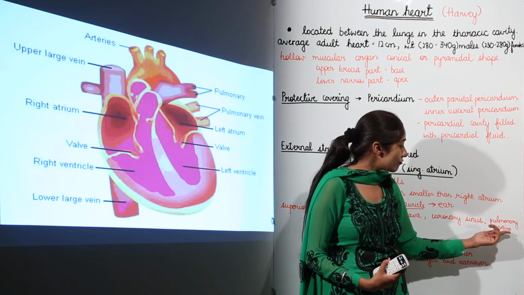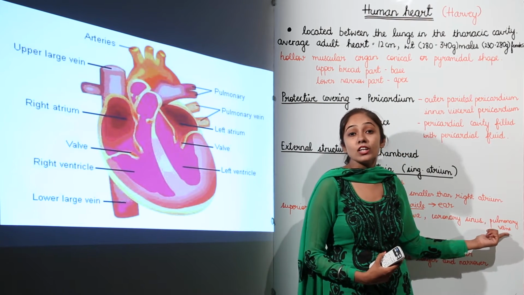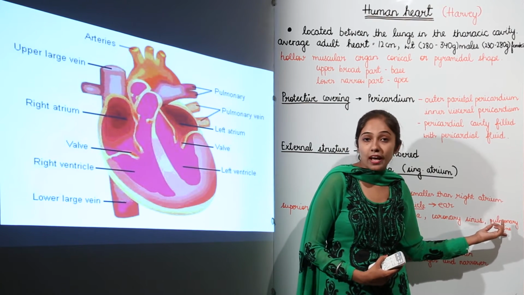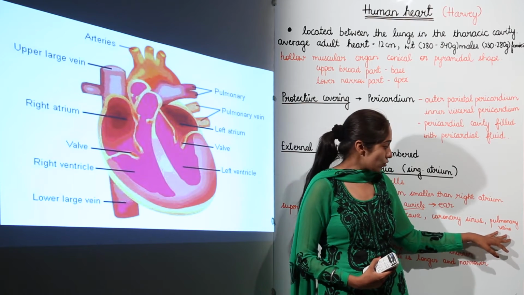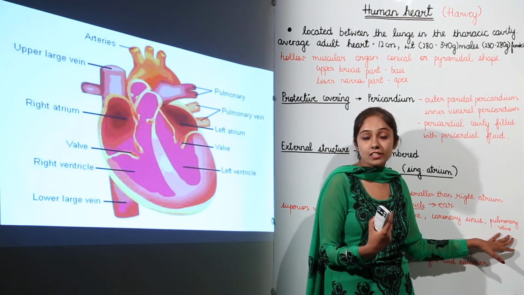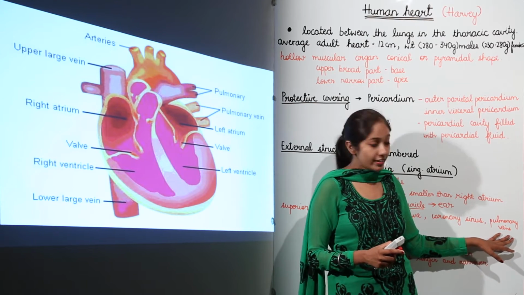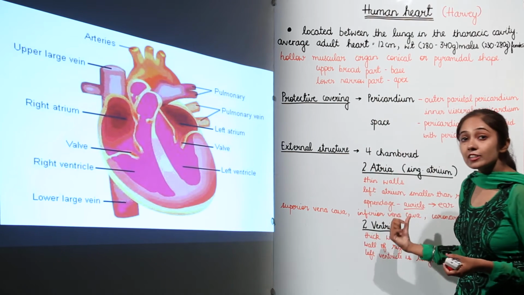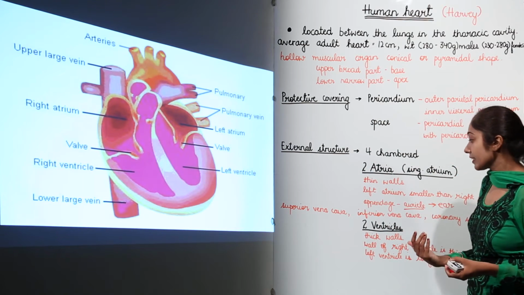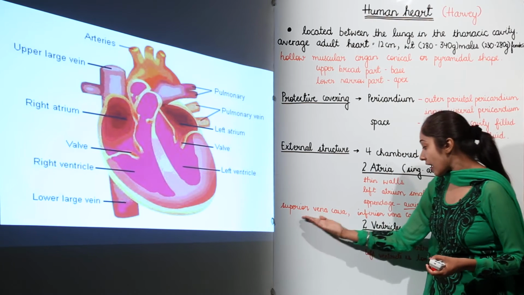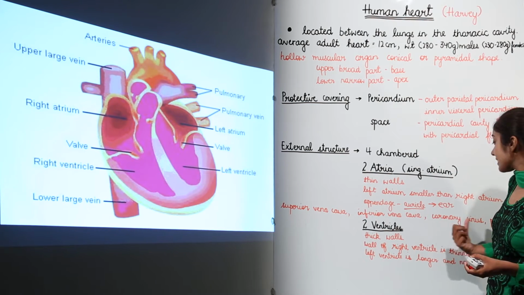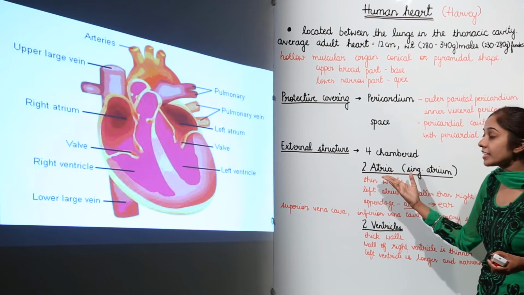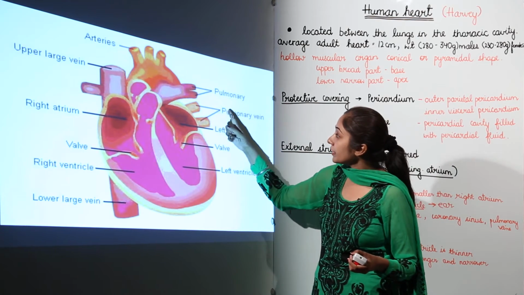Then we have the pulmonary veins. Now these pulmonary veins carry oxygenated blood from the lungs to the heart. So the blood that is now oxygenated in the lungs is going to enter through these pulmonary veins. So remember, superior vena cava, inferior vena cava, coronary sinus and pulmonary veins are actually linked with the atria. You can just see the pulmonary vein.